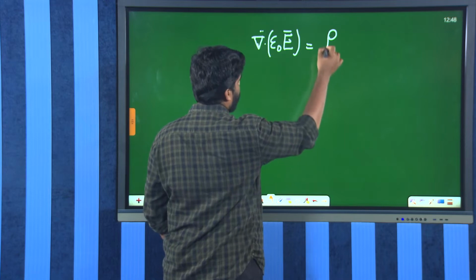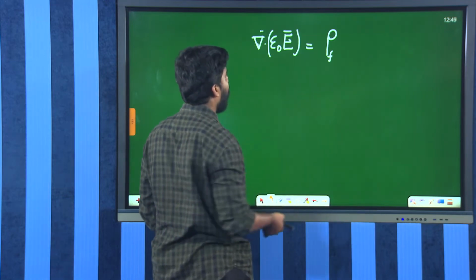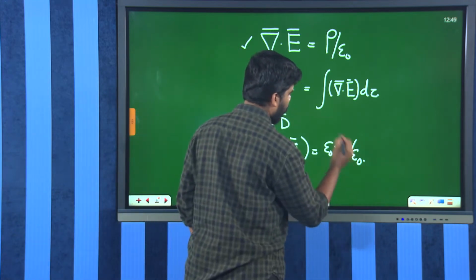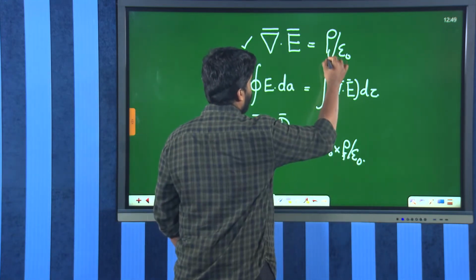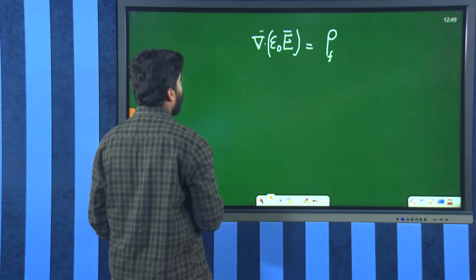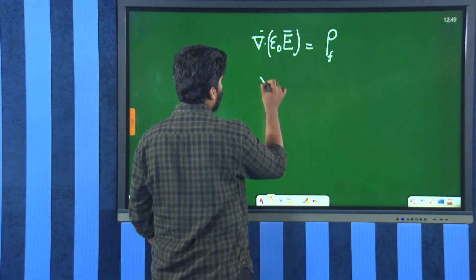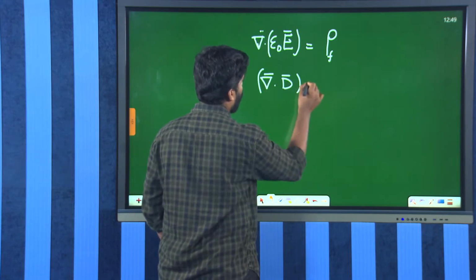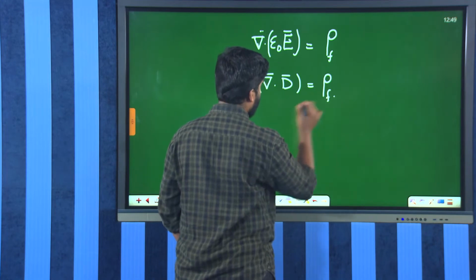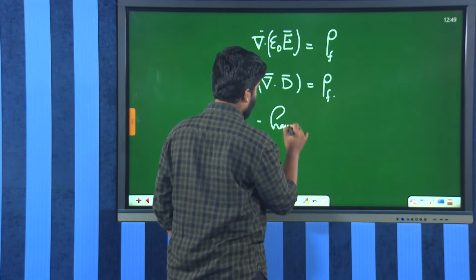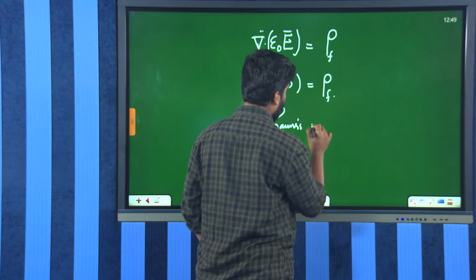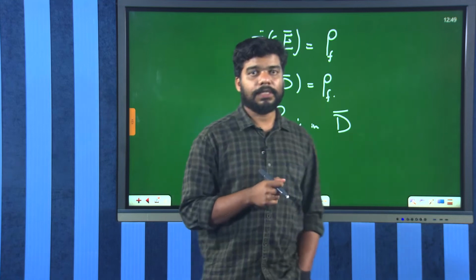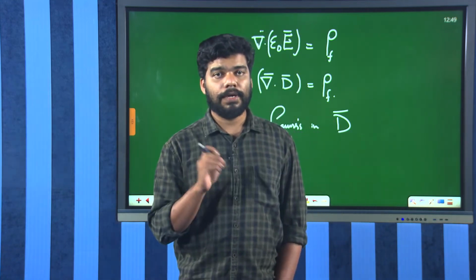And if it is of free charge density, then I have to put this rho f. So here also I have to put rho f, since there is only free charge density, and now del dot D is equal to rho f. And this is the Gauss's law in terms of D. So this equation represents the Gauss's law in terms of D.